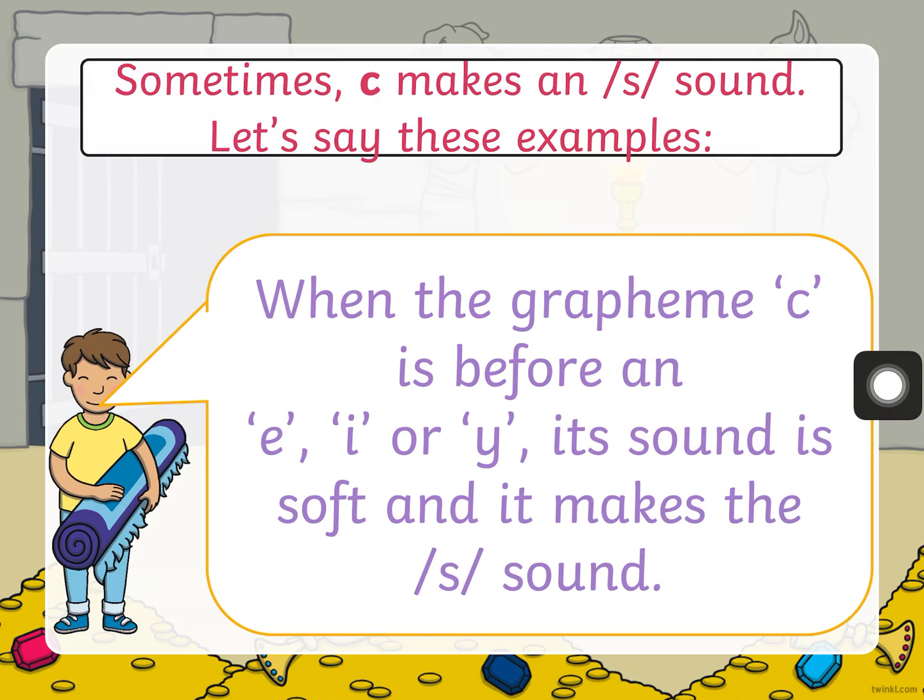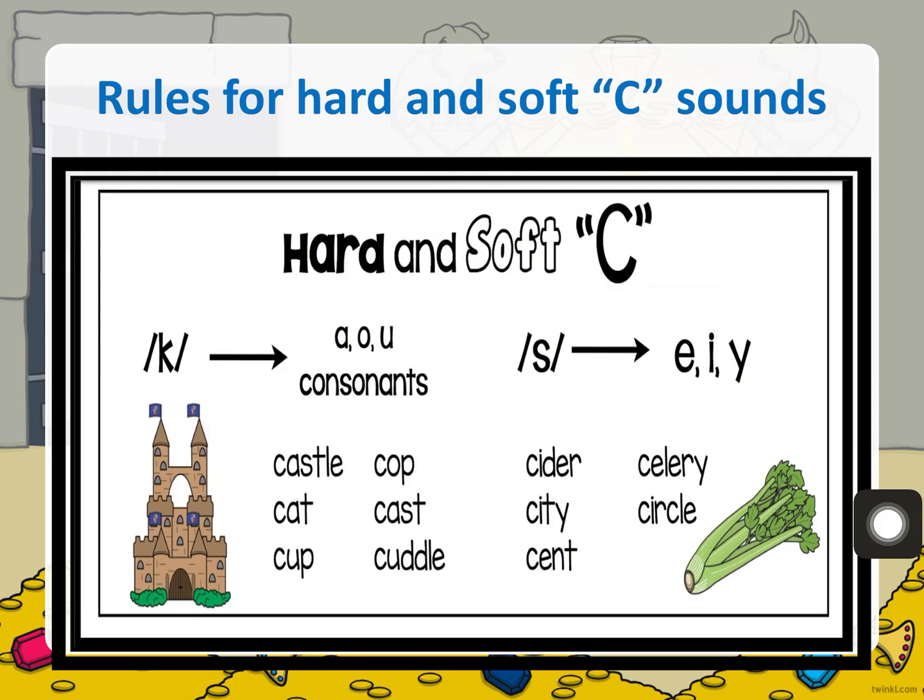All right, so now we looked at the letter G. Now sometimes the letter C makes a S sound. All right, that's a soft C sound. And we're going to look at some examples. So when C comes before an E, I, or a Y, it turns soft and it makes the S sound. So E, I, and Y, they turn a C soft. Just like they turned the G soft, they also turned the C soft. Let's see some examples together.